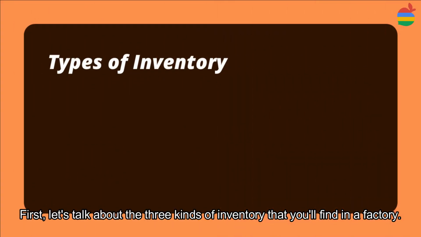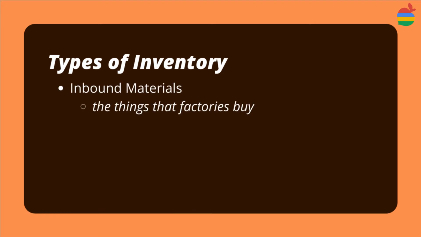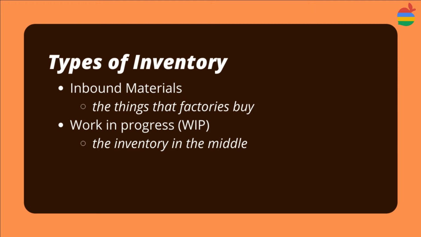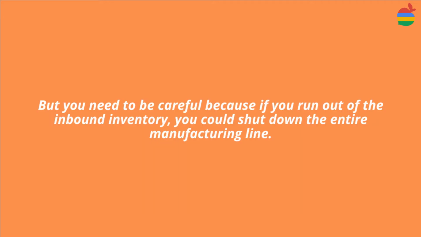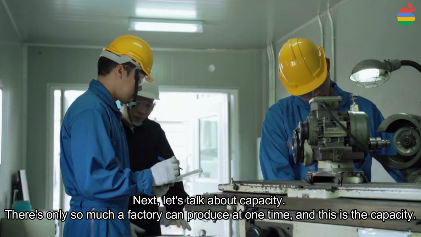First, let's talk about the three kinds of inventories that you will find in a factory. The things that a factory buys are its inbound materials. The inventory in the middle is called work in process, or WIP, and the output is called finished goods. You generally want to keep all three kinds of inventory as low as possible. But you need to be careful, because if you run out of inbound inventory, you could shut down the entire manufacturing line.